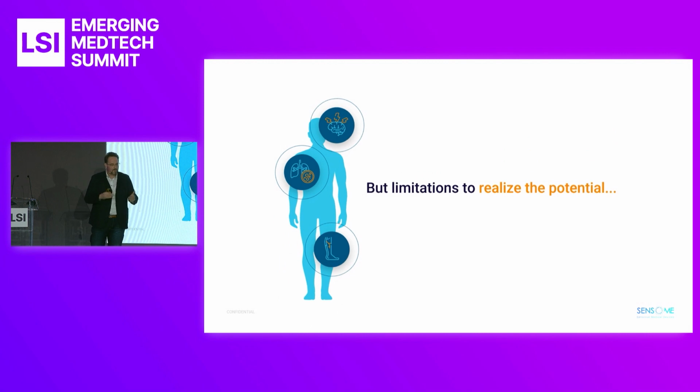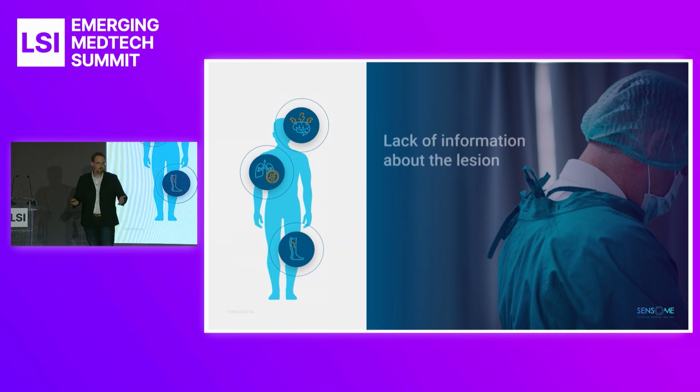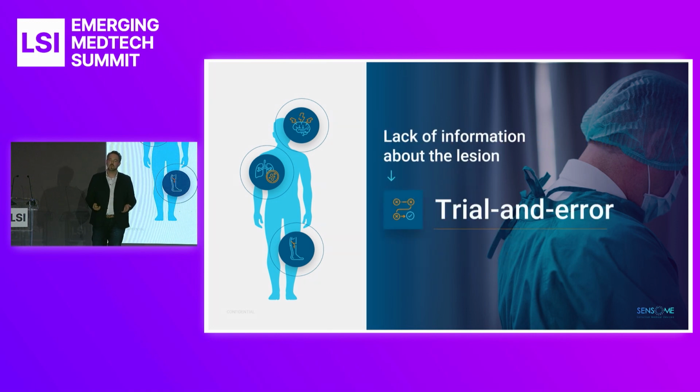So what do all of these situations have in common? Well, we are missing information about the one thing we treat, which is the actual lesion. And that leads to the only thing we can revert to, which is a trial and error approach. And that has actual consequences on the patients.